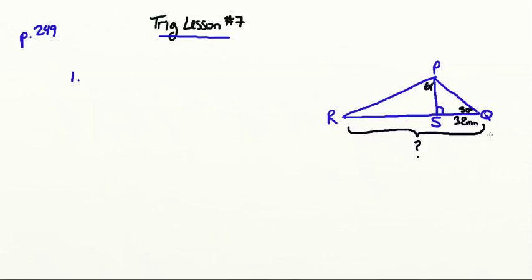So we're looking for QR. We have QS, so we have part of it already. We really need to find RS. So I'm going to label that one X, and we're going to focus on this triangle, which is also 90 degrees. We're going to label it, so 61 degrees. That's the angle we're interested in.